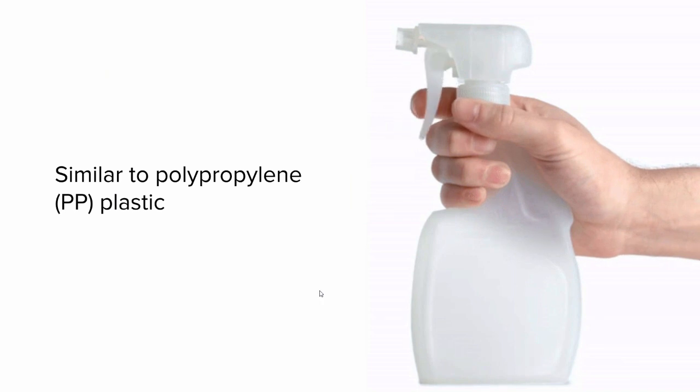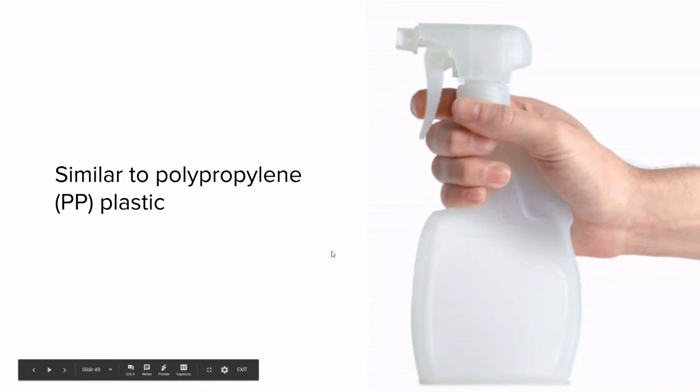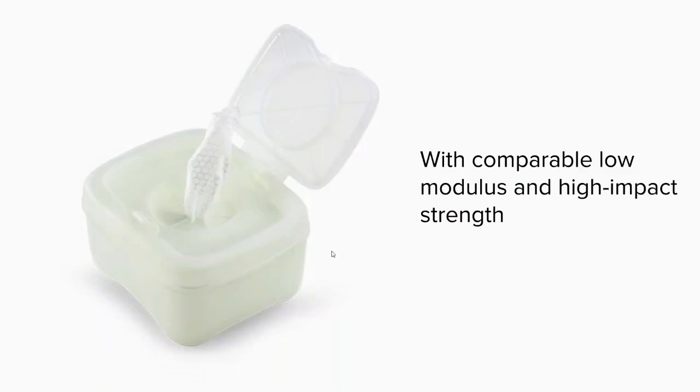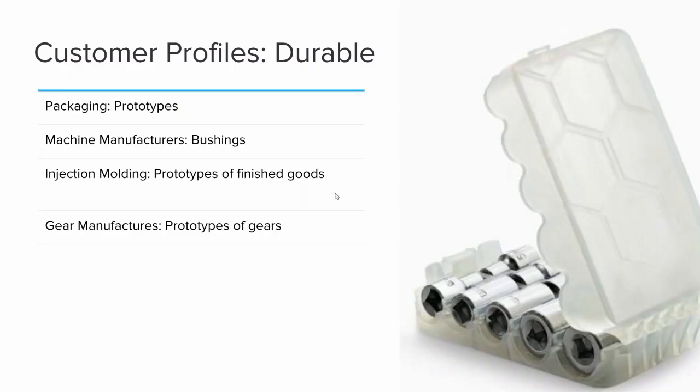Durable material. This is now our highest impact strength material. It's similar to polypropylene plastic. It's got low modulus and high impact strength, like I keep saying. This is our only material that you could actually accomplish something like a living hinge. So you can see this is a tissue box without a mechanical hinge. Instead, this is a flex joint.